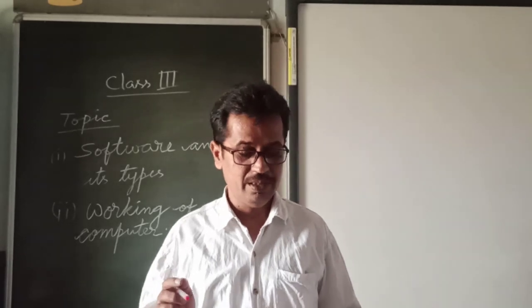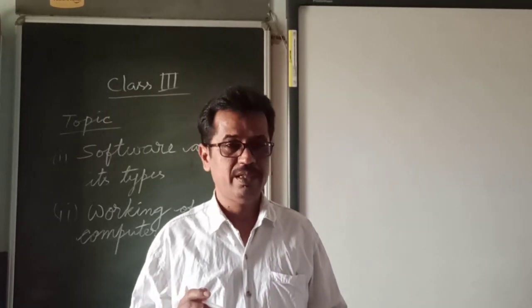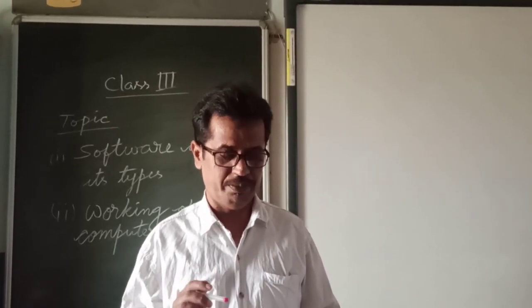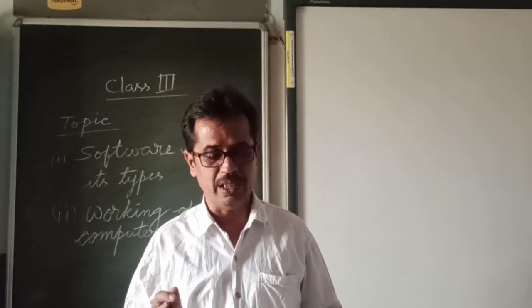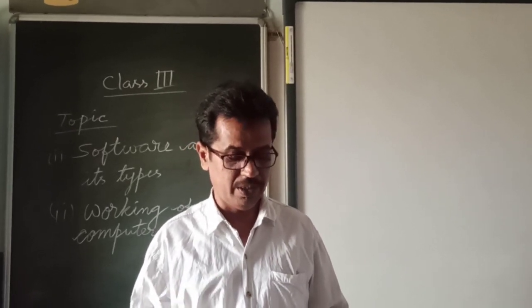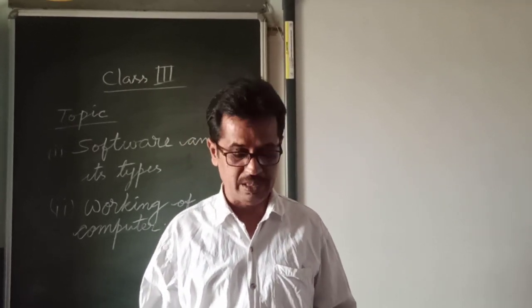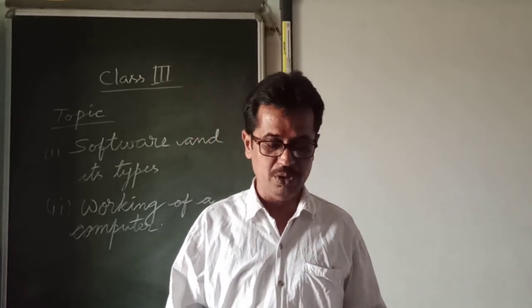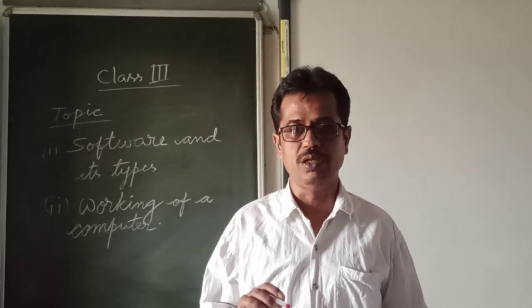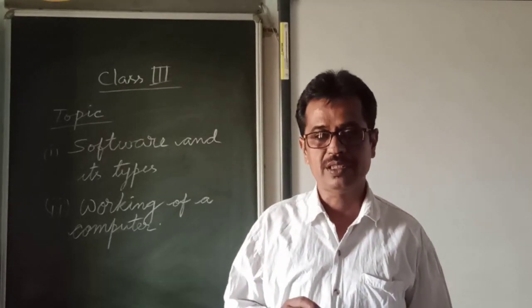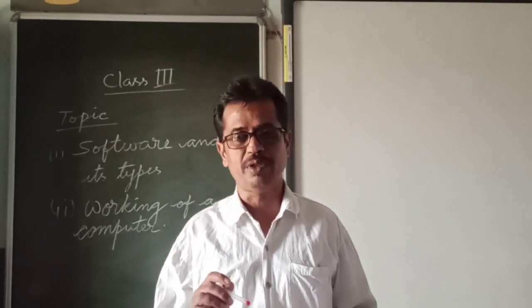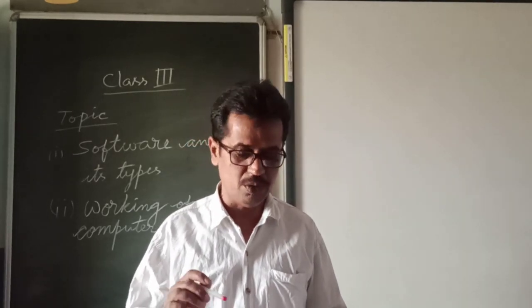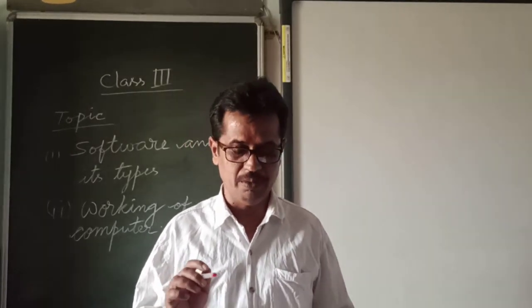Again I repeat, software is of two types: system software and application software. Now let's see what is system software. It is a set of programs that controls the overall working of a computer. System software is a type of software which controls the overall working of a computer.